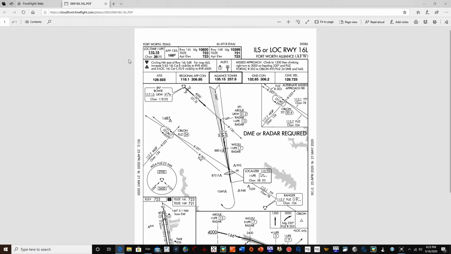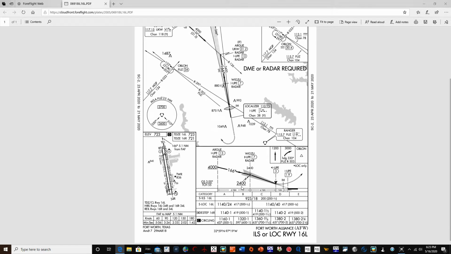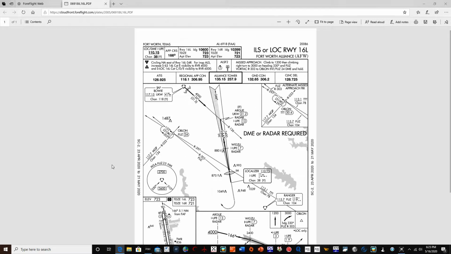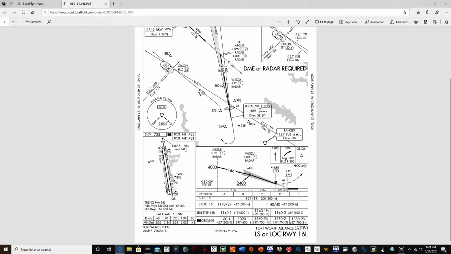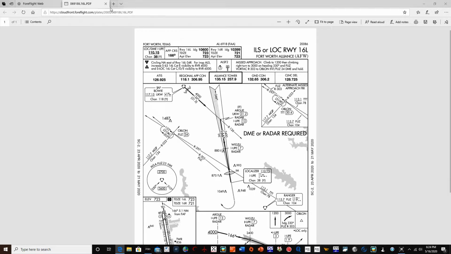So for today we're going to be looking at the ILS localizer runway 16 left approach, and we will be shooting the approach into Alliance in the simulator today. From top to bottom we have the information needed for the approach and airport information, our frequencies, a graphic representation of the approach, a little airport diagram with approach lighting and all that, and the profile view of the approach.